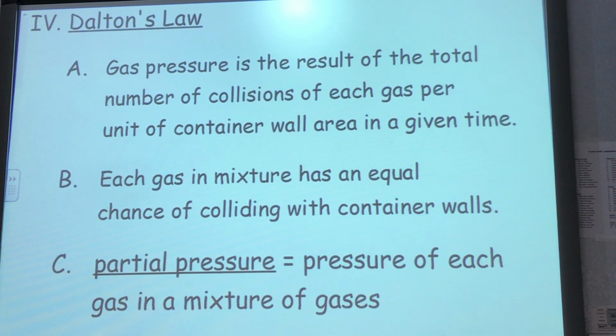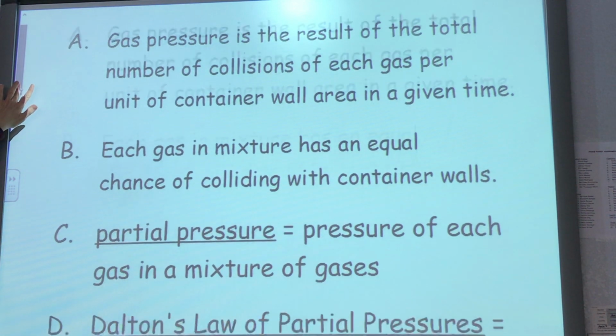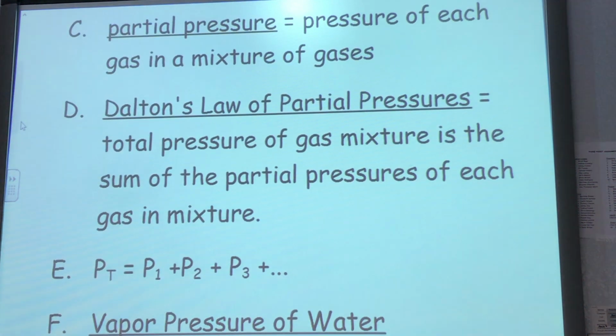It states that when you have a mixture of gases in an enclosed container, the pressure that those gases exert on the container is the result of the total number of collisions of each gas per unit of area of the container in a given time. It also states that when you have a mixture of gases, each gas has an equal chance of colliding with the container walls, which leads us to this idea of partial pressure.